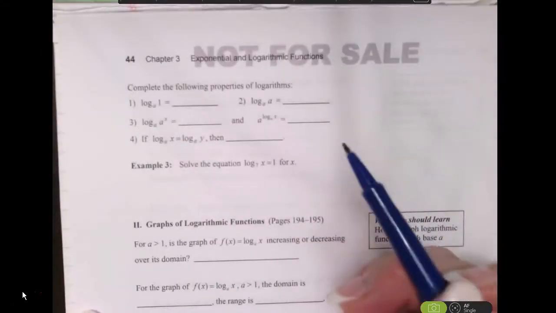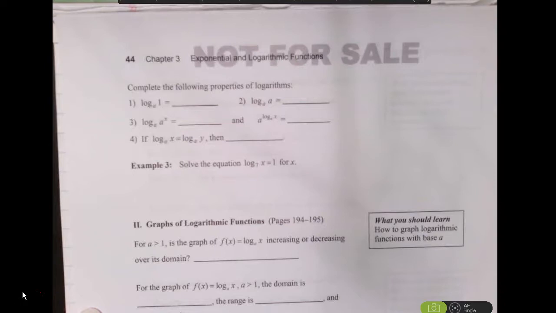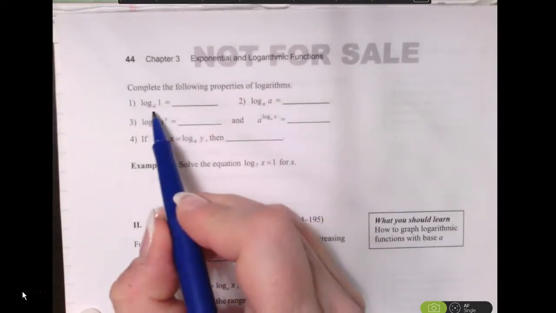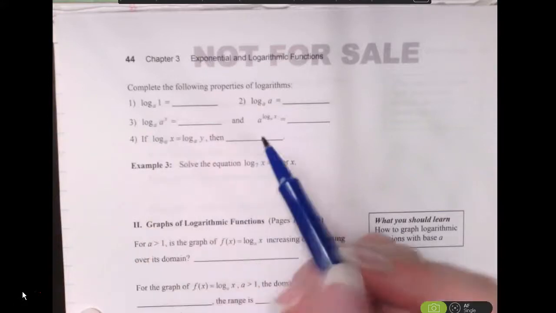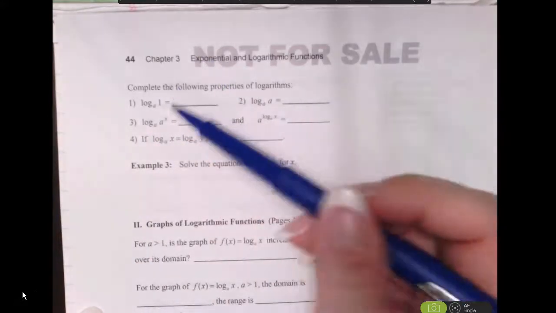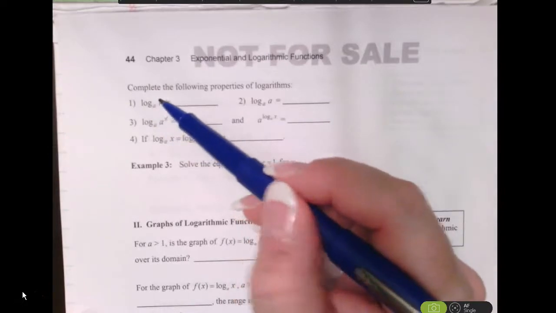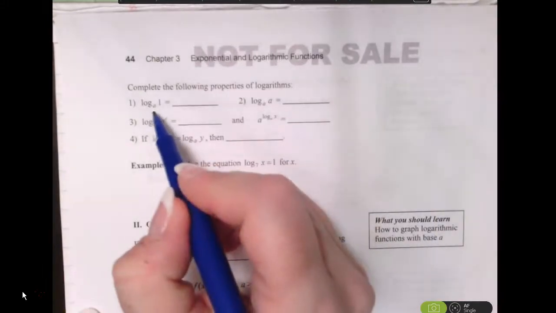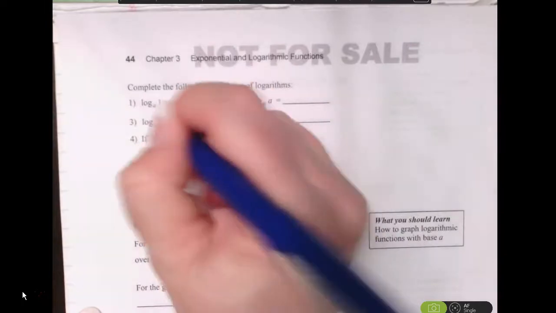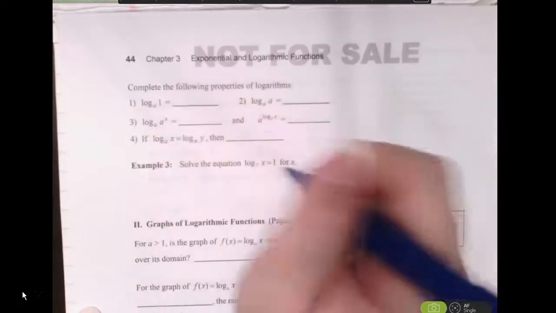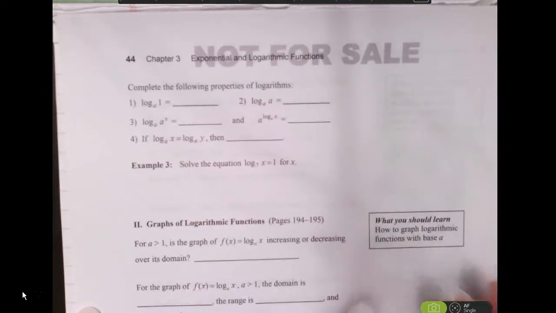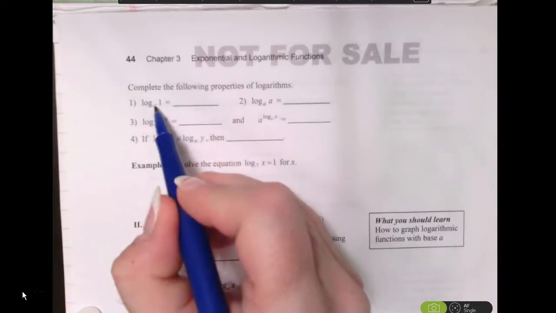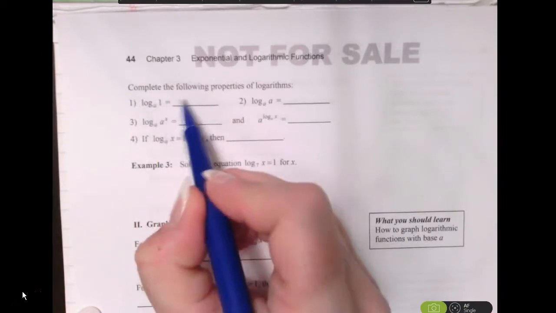So I want to do some examples for you. We're going to use the properties of logarithms. So the log base a of 1, and basically a to the, so whenever I'm solving logarithm problems, I convert back and forth between logarithmic and exponential forms. So I'm kind of thinking of this in terms of a to the what power is always 1.